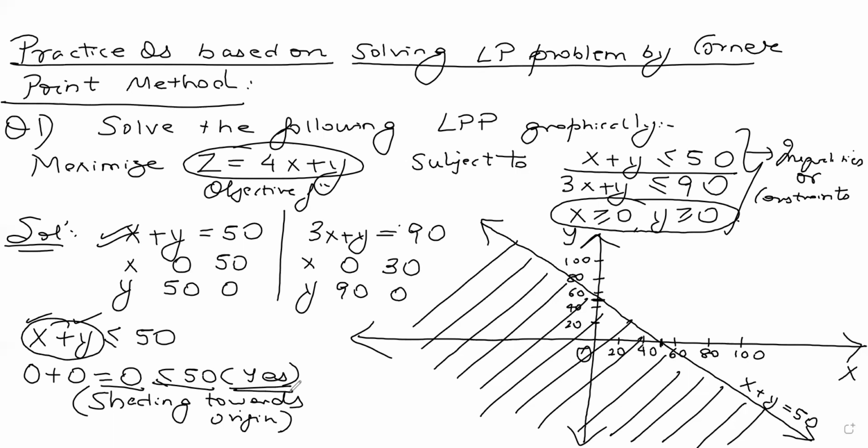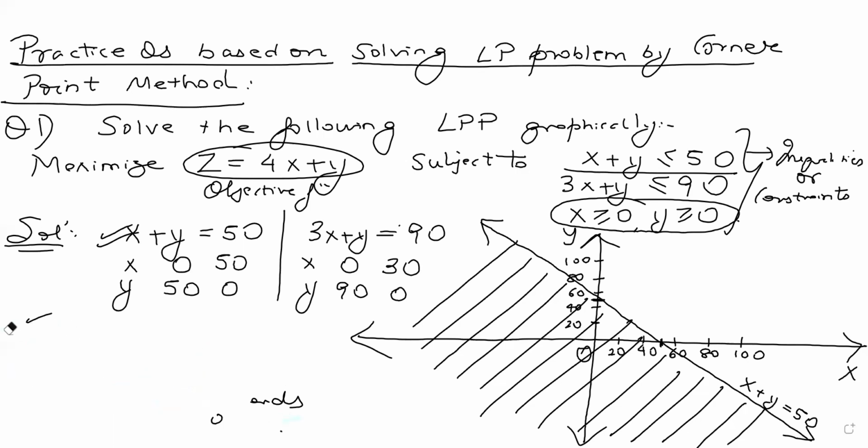Then similarly, guys, we can quickly solve for 3x plus y less than equal to 90. So I'm using red color now. So first it's going to be x as 0 and y as 90. Y is 0, x is 30. Okay. So I plot this now. This is the inequality I get.